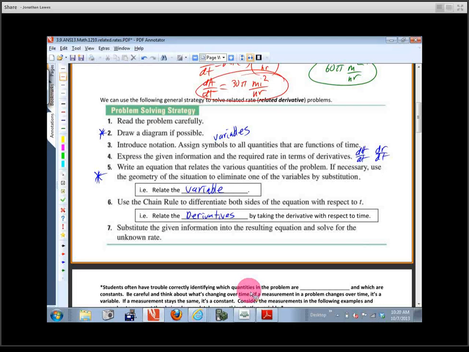And again, on each one of these, we're going to differentiate with respect to time. Time is going to be the quantity that drives all this. And then it says, substitute the given information into the resulting equation and solve for the unknown rate. Okay, we're always looking for an unknown rate. In this particular case, in example one, we were looking for the rate of change of area with respect to time. We were looking for dA/dt. Okay, all right, any questions?